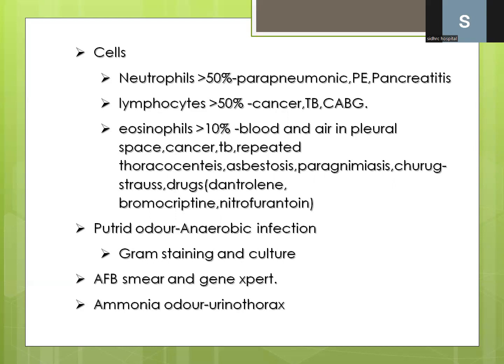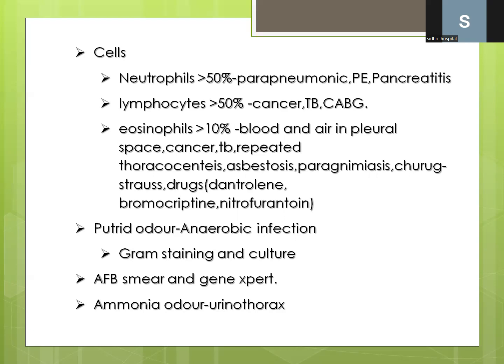Eosinophils are also very important. If they are more than 10% within the fluid, it represents hemothorax and pneumothorax. Cancer, tuberculosis, repeated thoracocentesis also give rise to eosinophilic pleural effusion, asbestosis, paragonimiasis, Churg-Strauss syndrome, and drugs including dantrolene, bromocriptine, and nitrofurantoin, and all other drugs that we previously discussed also give rise to eosinophilic type of pleural effusion. Putrid odor represents anaerobic infection.